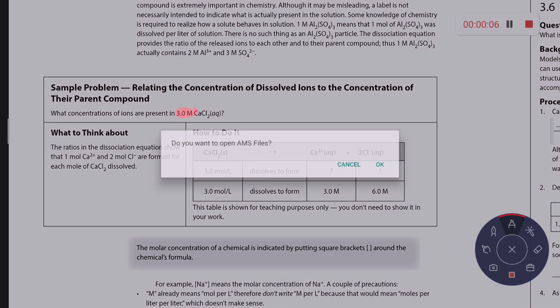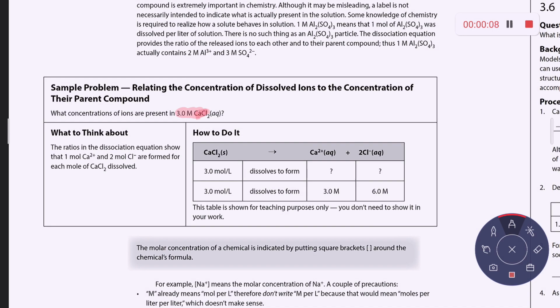Got 3 molar calcium chloride. Okay, so as I said before, calcium chloride is a salt, also known as an ionic compound. Ionic compounds contain a metal or the ammonium ion. That's what makes them ionic. They're made of ions.